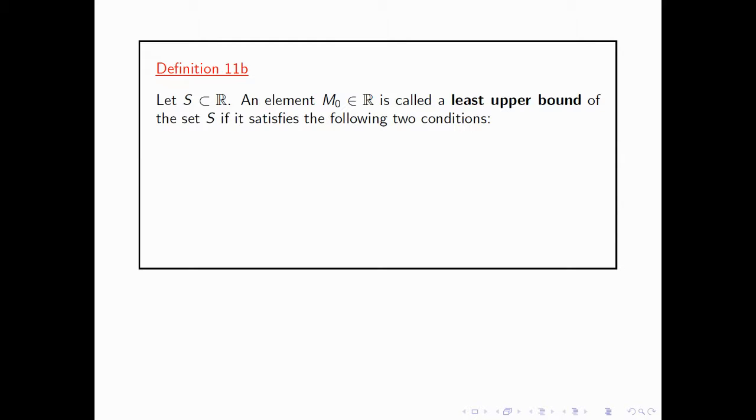Now I've got a set again, the set S, a subset of the real numbers. An element M0, a real number, is called a least.